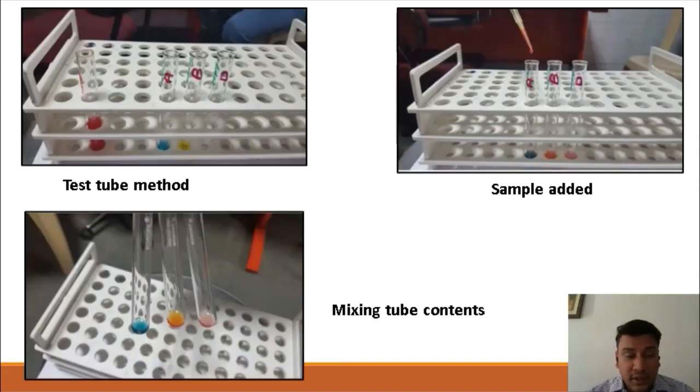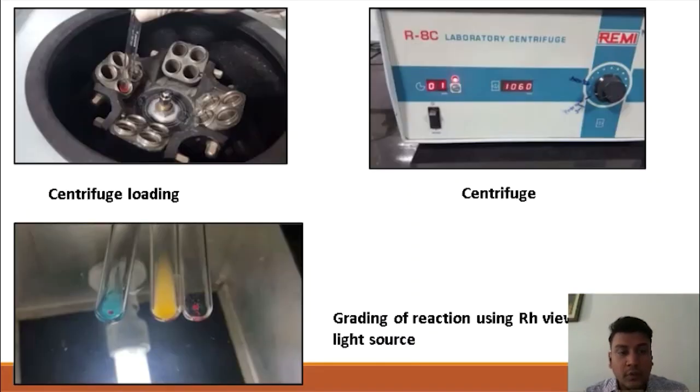So we take a rack and label test tubes as anti-A, anti-B, anti-D. First we add the antisera into these test tubes, followed by the 3% suspension of the patient's or individual's red cells, and then we mix the tube contents. We then load the test tubes in the centrifuge and go for centrifugation. The centrifugation speed should be validated at each blood center, and it is usually 3000 rpm for 15 seconds or 1500 rpm for 1 minute, but it should be validated properly.